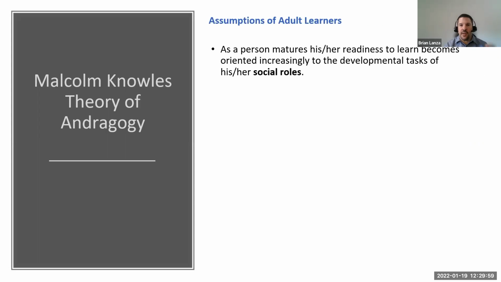Okay, so Malcolm Knowles. For those of you who have studied instructional design, either in higher ed or through your own personal studies and readings, you probably know about his theory of Andragogy. I won't spend too much time going over what his theory is about, but there are a few things that he talks about that are assumptions of adult learners that I think are pertinent to this topic. One is as a person matures, his or her readiness to learn becomes oriented increasingly to developmental tasks of his or her social roles. So think of things like work, personal things. That's what kind of drives them and motivates them.